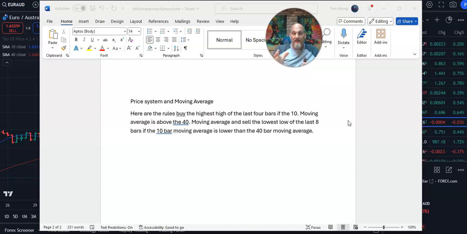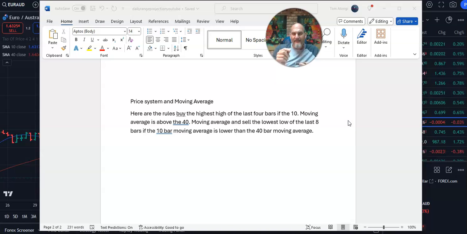And the bones is basically a 10 bar moving average versus a 40 bar moving average, and it's very much like a crossover system, but it has a price component to it. So how it works is this. Here are the rules.